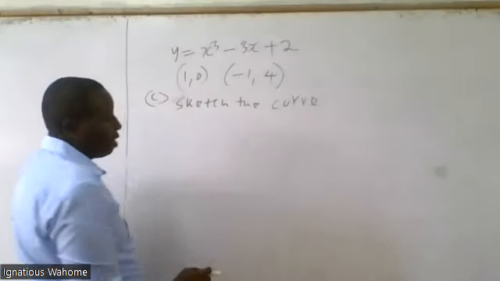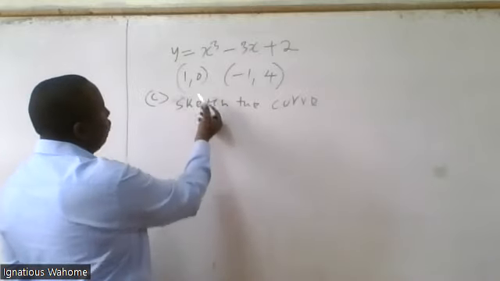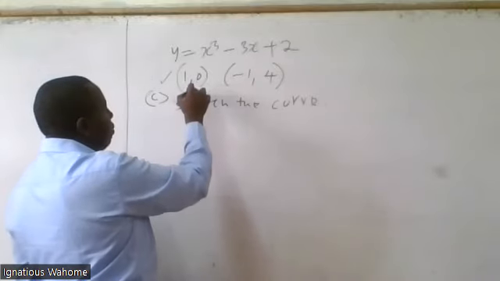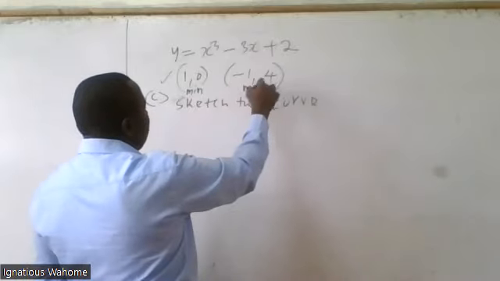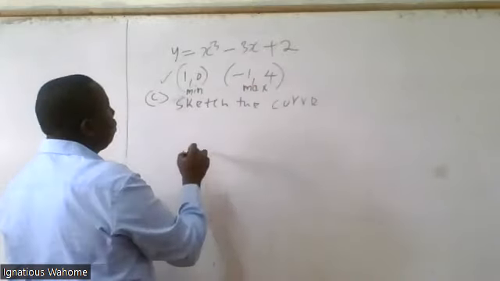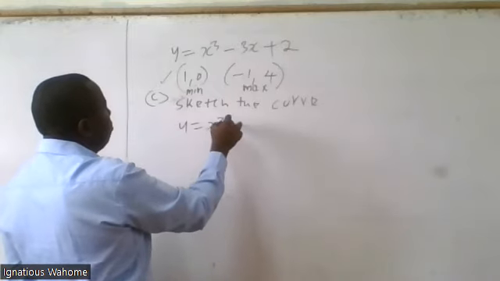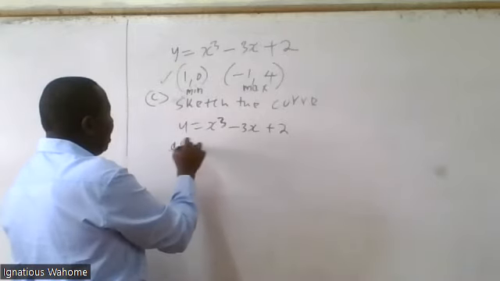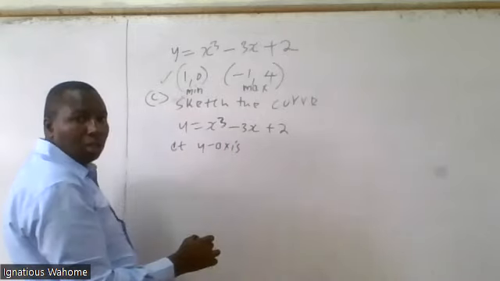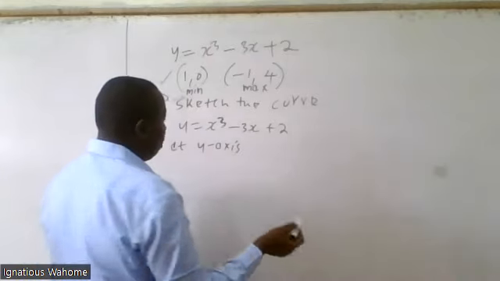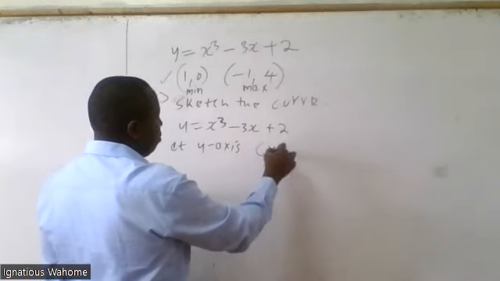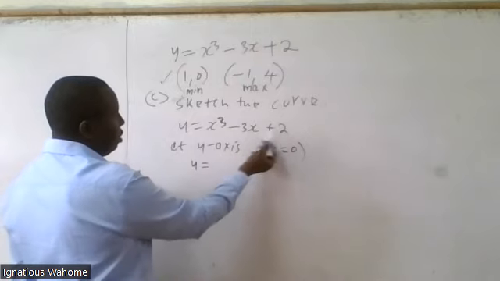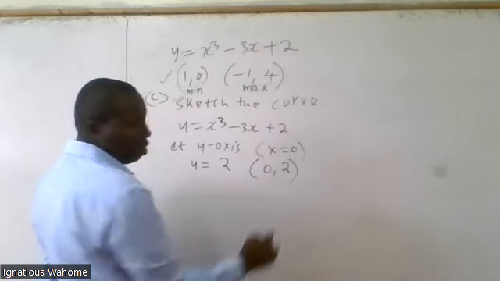Now sketch the curve for this one, with points (1, 0) and (-1, 4). When you want to sketch the curve, you must use these 2 points. This point is minimum, and this point is maximum. We have got that. Therefore, you only need more points for y = x³ - 3x + 2. In this case, where does it cut the y-axis and where does it cut the x-axis? At the y-axis, x is equal to 0. Where x is 0, y will be equal to 2. So the other point is (0, 2).